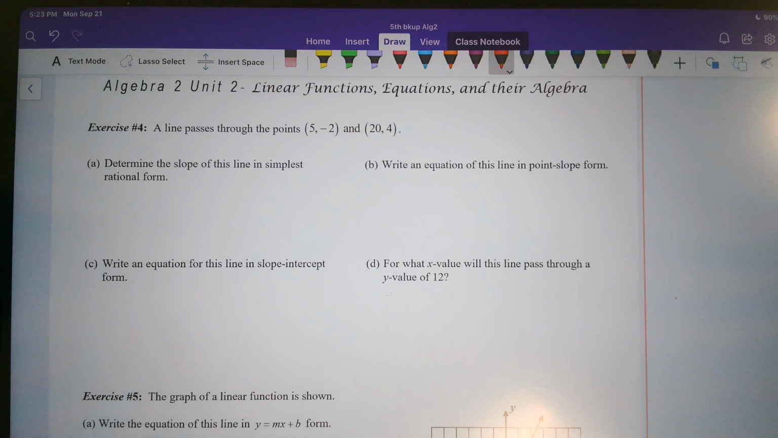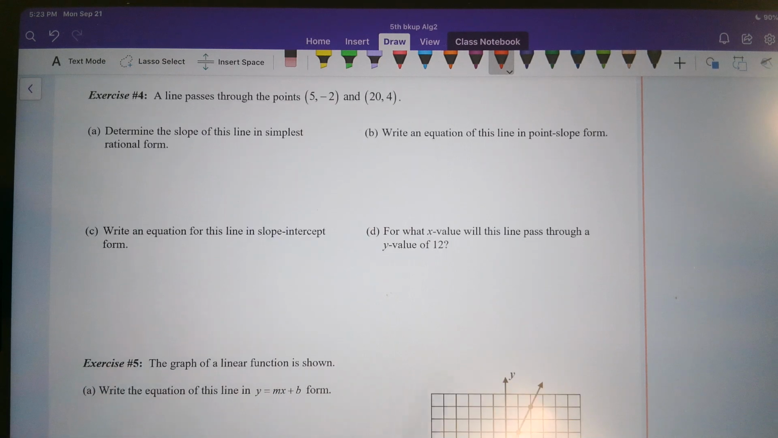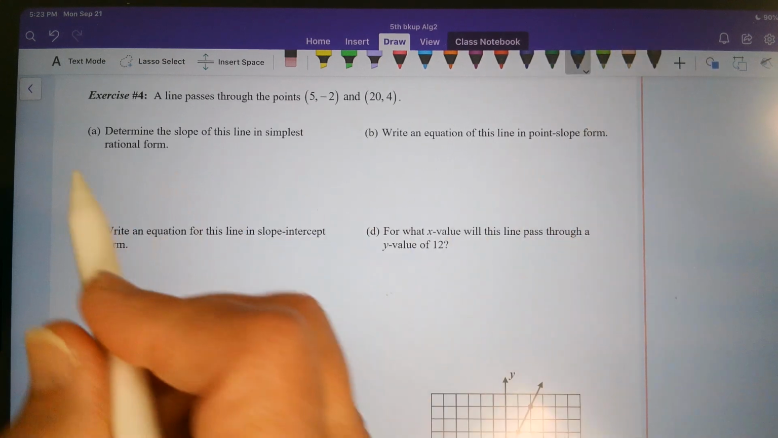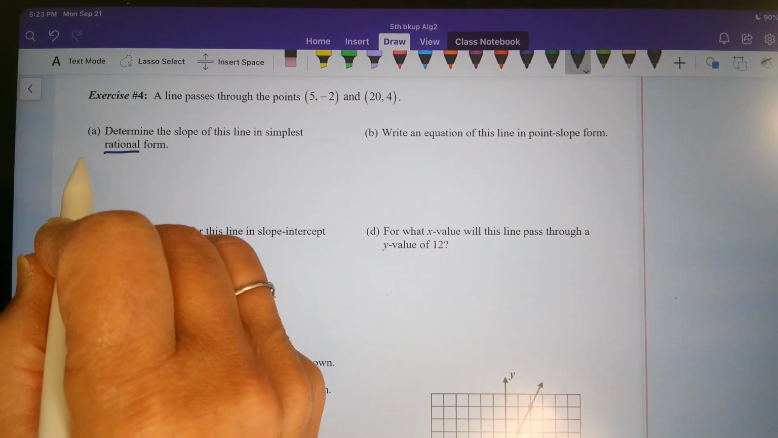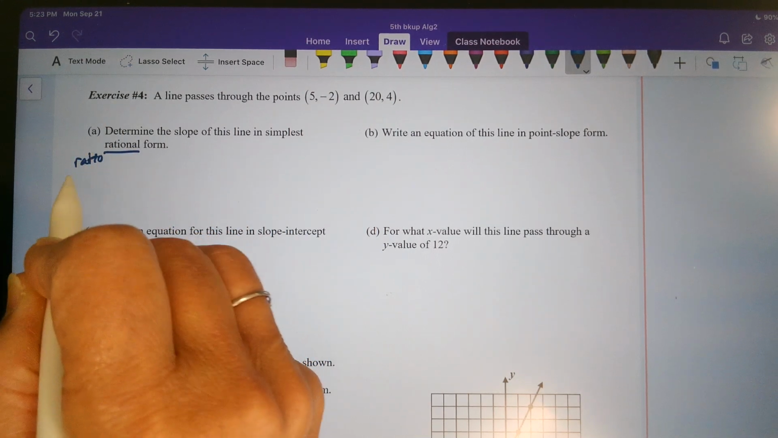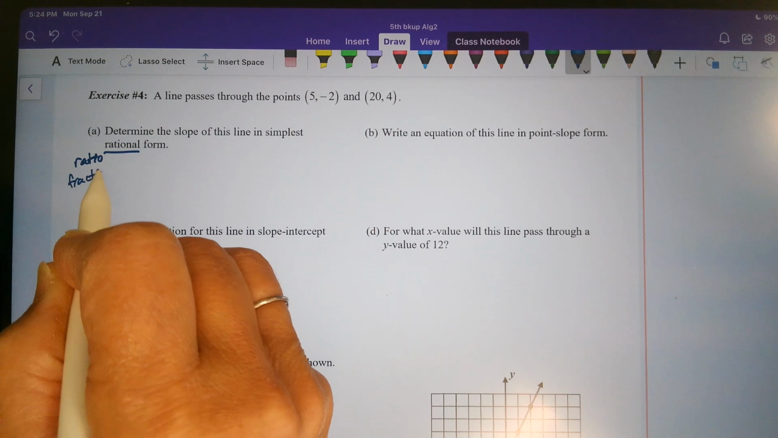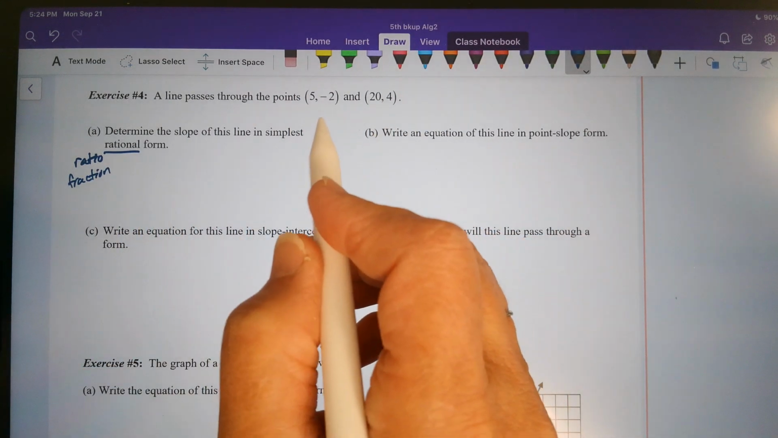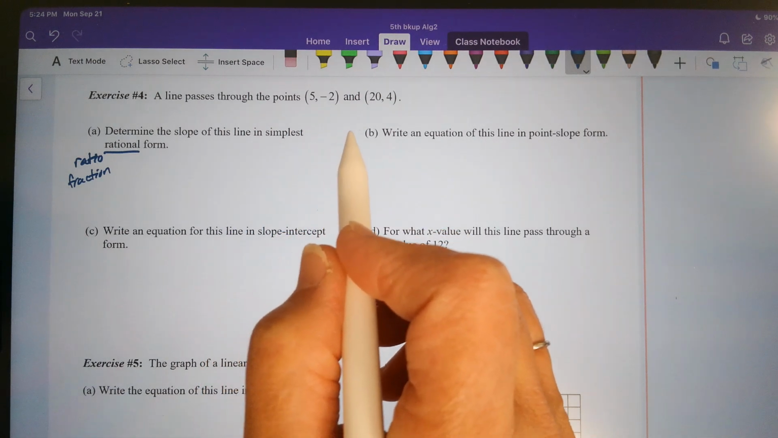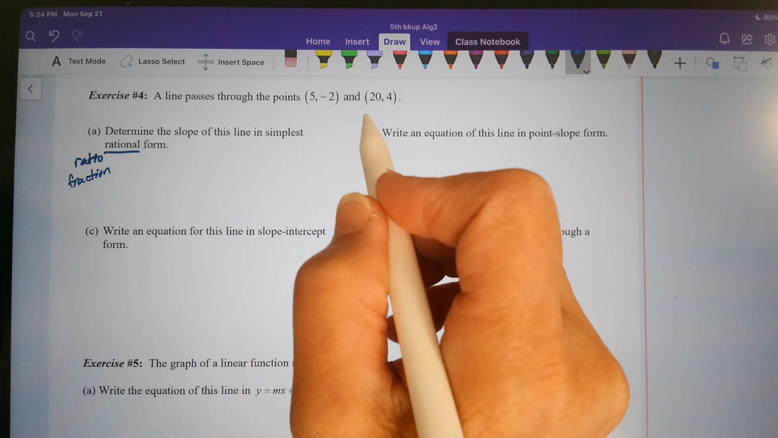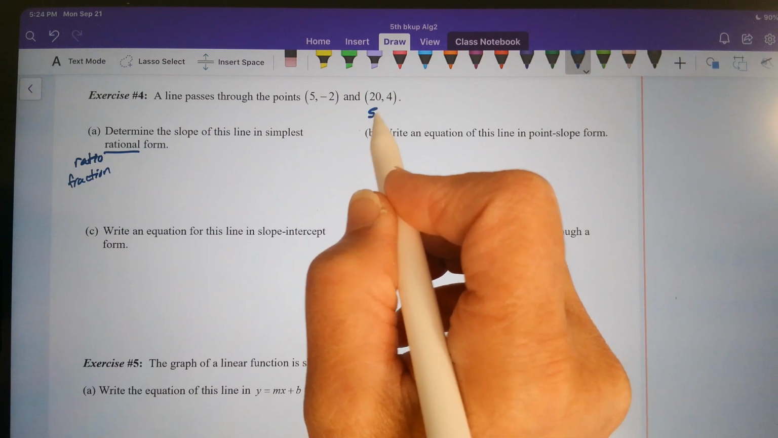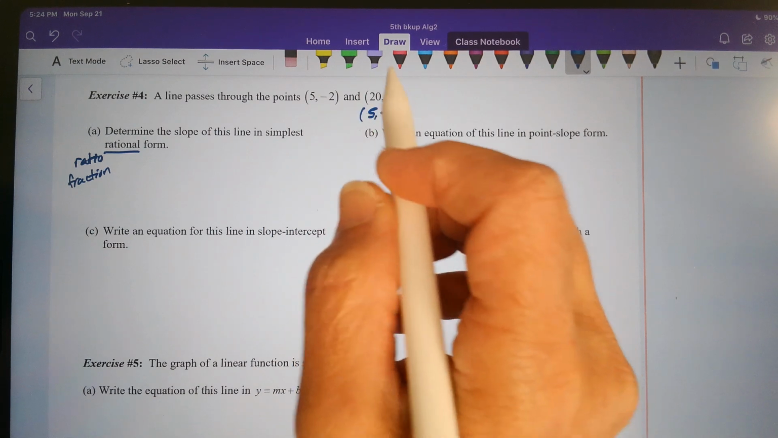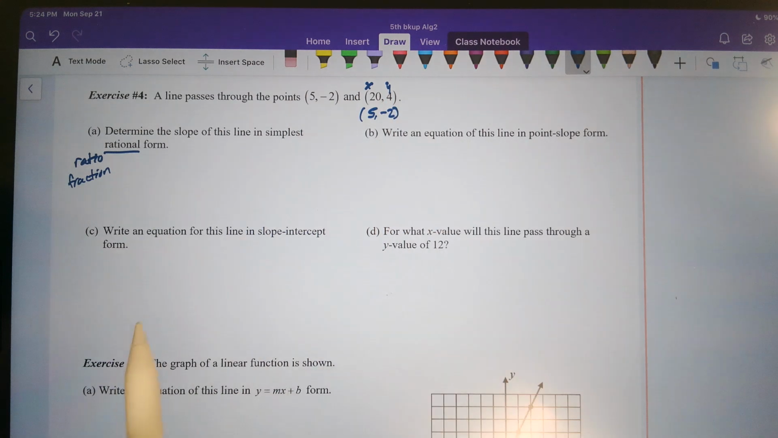Exercise number 4, a line passes through the points 5, negative 2, and 20, 4. Determine the slope of this line in simplest rational form. Rational means ratio or fraction. Okay, so determine the slope. Well, we know that's difference in y's over difference in x's. Sometimes I find it helpful to just write one point beneath the other. These are my x's, these are my y's.